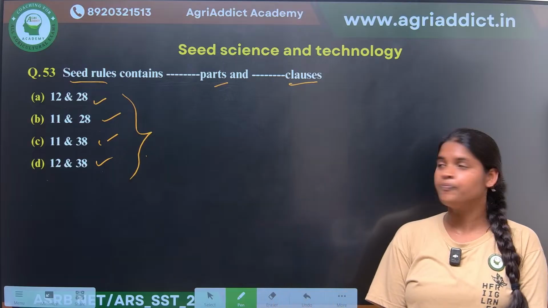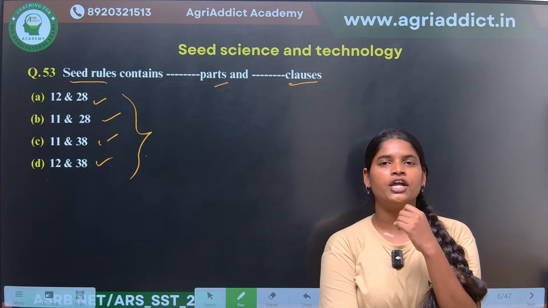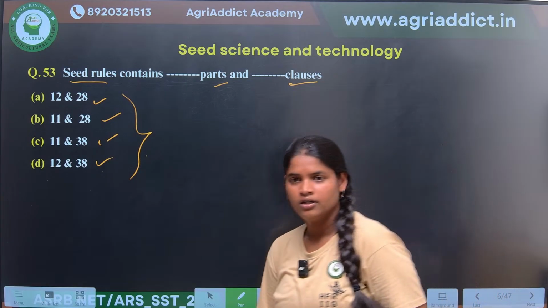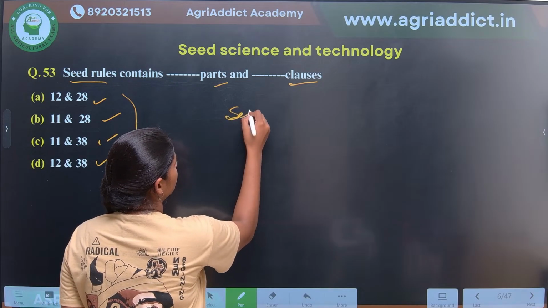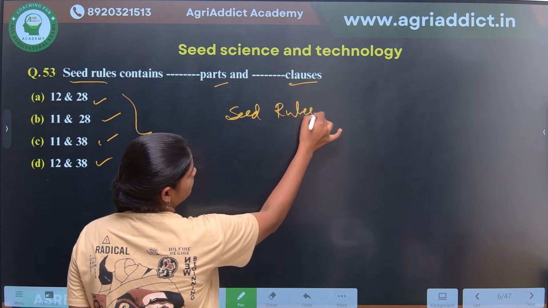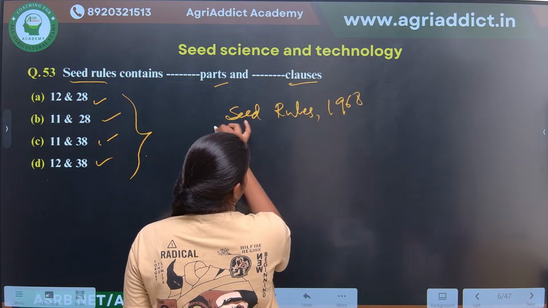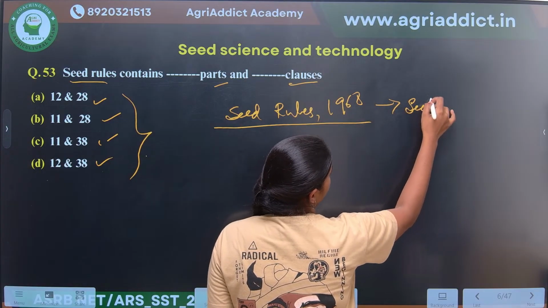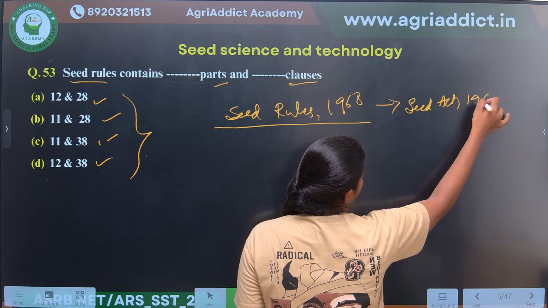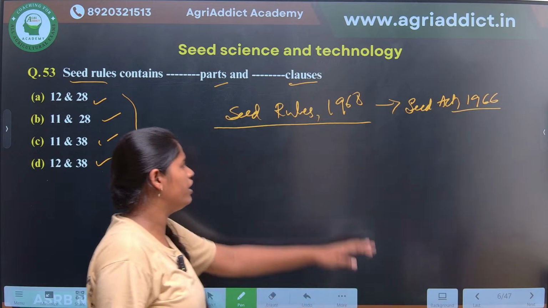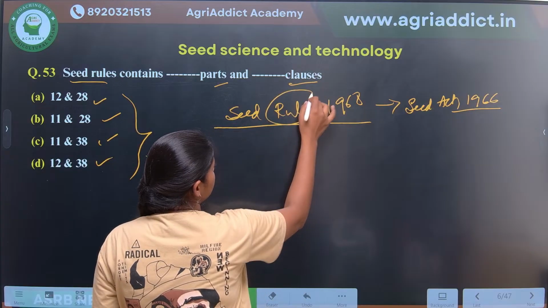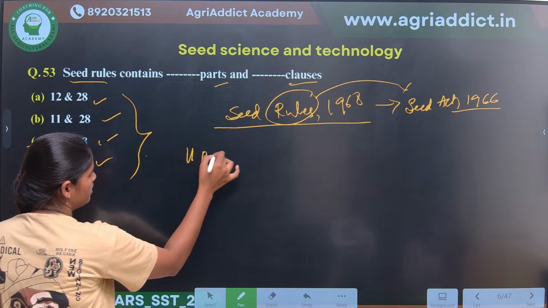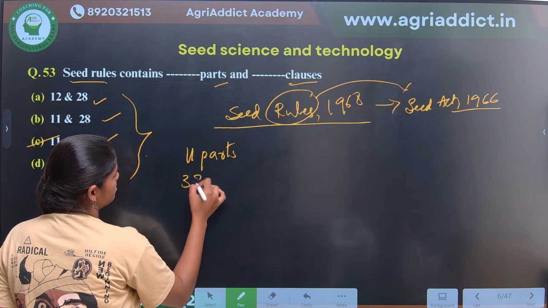Okay, answer it. How many parts and how many clauses in seed rules? Seed rules in which year? These rules will specify how to enact or how to function the seed act, right? All these act functions are monitored by, or have to be functioned according to, these rules. So in seed rules we got 11 parts and 38 clauses.